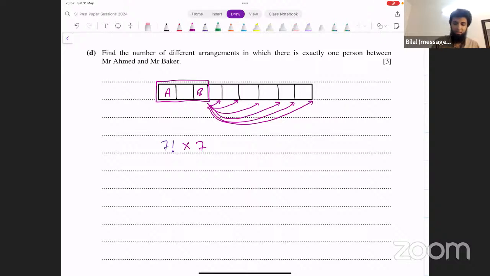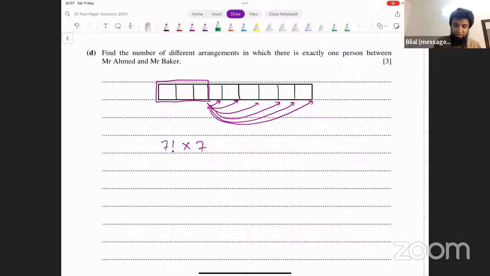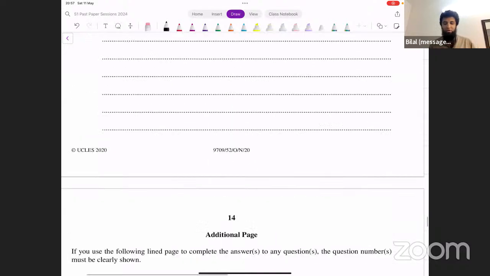And then A and B can also switch places with each other. Right now, we have considered that A is on the left side and B is on the right side. They could also switch places. And how many ways can that be done? 2 factorial ways. And that should give you the result. 7 factorial into 7 into 2 factorial, you can see what that is. That is 70560. And that's your final answer. 70560. That is what we were looking for in the last part.